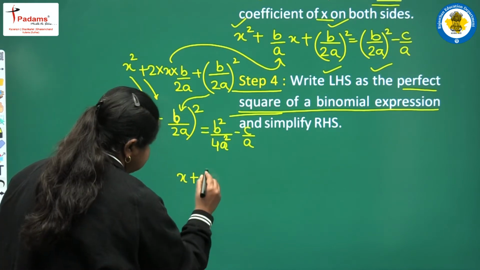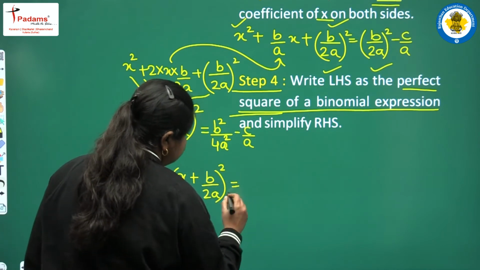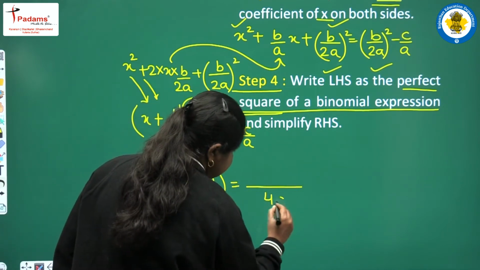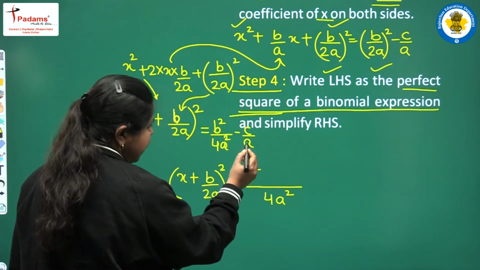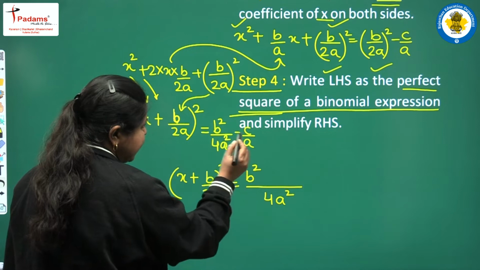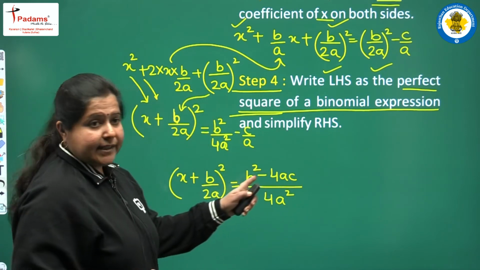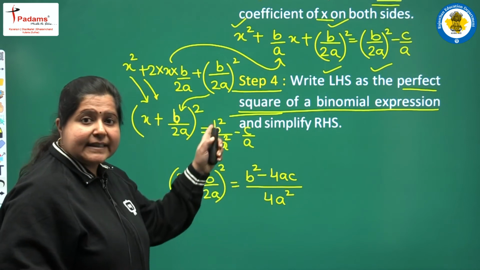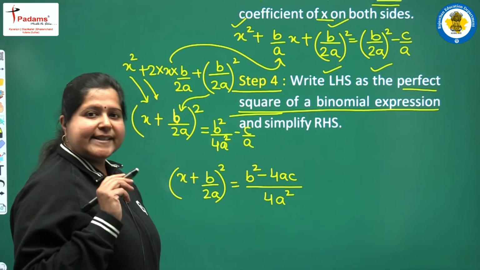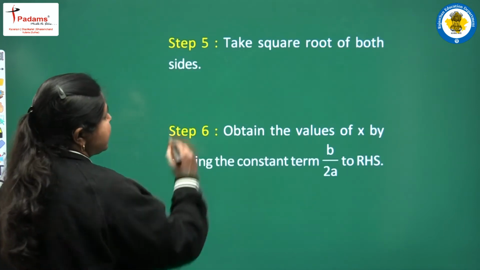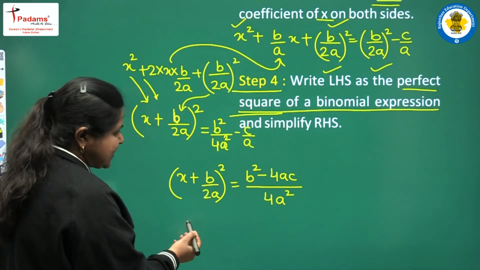x plus b upon 2a whole square and here we will have 4a square as the LCM. In the numerator we have b square और यहाँ पर आप देखिए a तो है हमारे पास, 4 and a we will be multiplying it with c. 4ac. This is the numerator now on simplifying the RHS. Getting the point here? Now we can move towards the next step and it says take square root of both sides. Now this is the equation that we have.